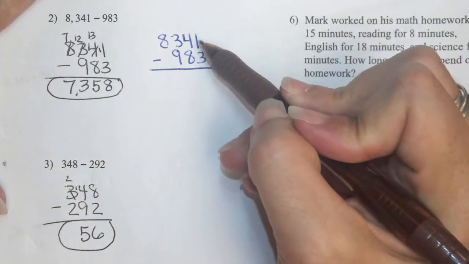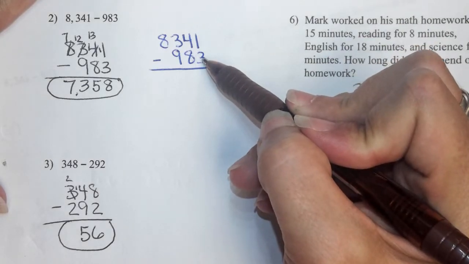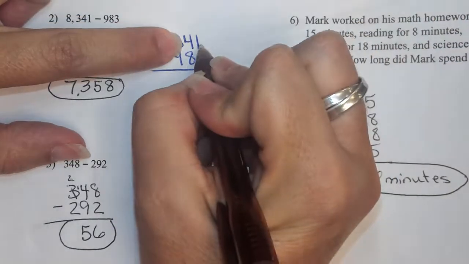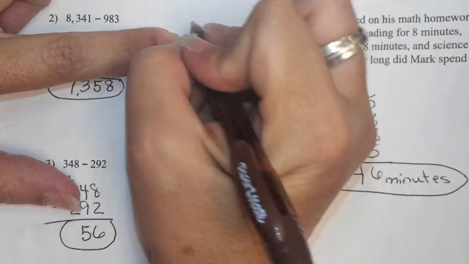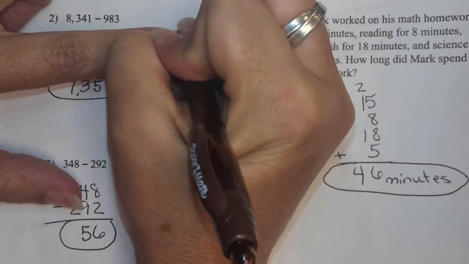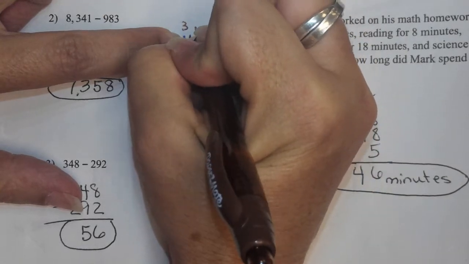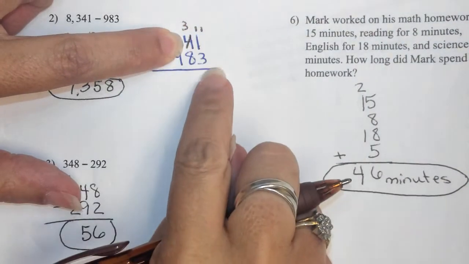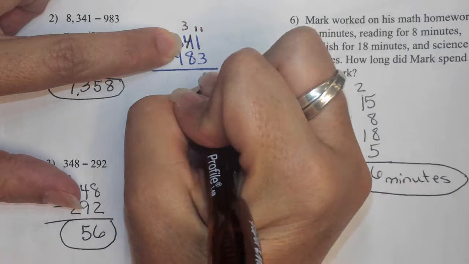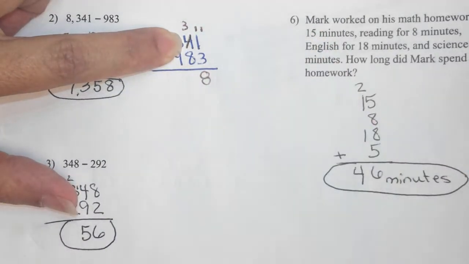So first, can we do 1 take away 3? No. We're going to go to one neighbor. We're going to go to that 4. He's got 4 apples. If I take one from him, he's got 3, and that 1 is now an 11. What's 11 minus 3? 8. Okay, so that's the first step.